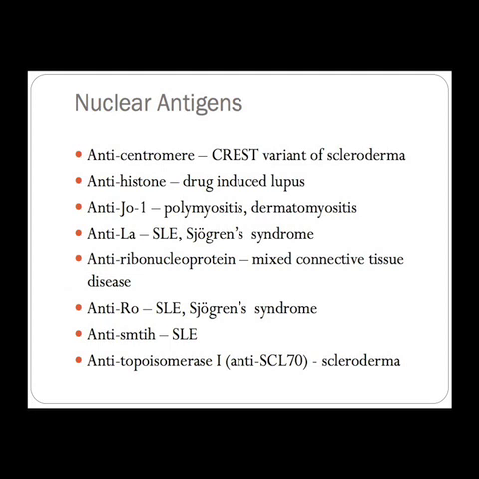anti-ribonucleoprotein antibody, anti-RNP, associated with mixed connective tissue disease and SLE, anti-Ro antibody, associated also with a speckled ANA, anti-Smith antibody, which is very specific for SLE and is associated with a more benign prognosis, and anti-topoisomerase 1 antibody, or anti-Scl70, associated with diffuse scleroderma with severe organ involvement.